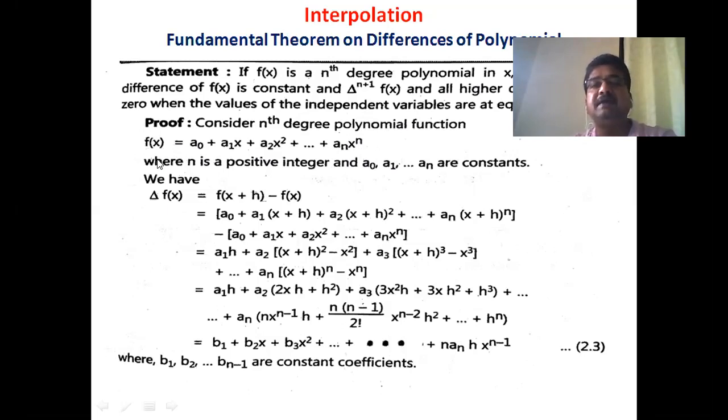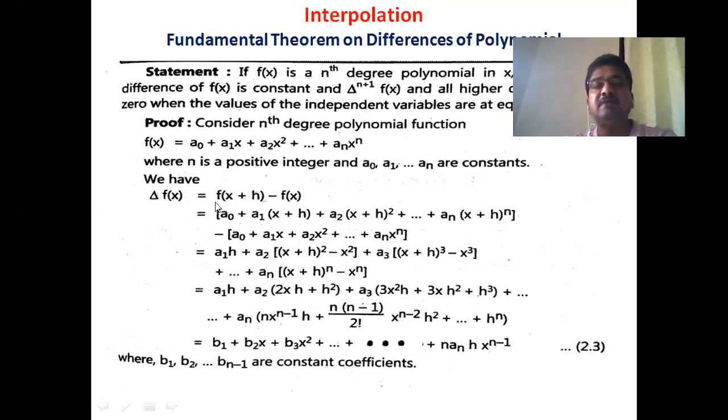So how can we find Δ^n f(x)? First find Δf(x), then Δ²f(x), Δ³f(x), and then generalize the result to get Δ^n f(x). So first we will find Δf(x). What is Δf(x)? It is f(x+h) − f(x). This is the definition of Δf(x), the forward difference operator.